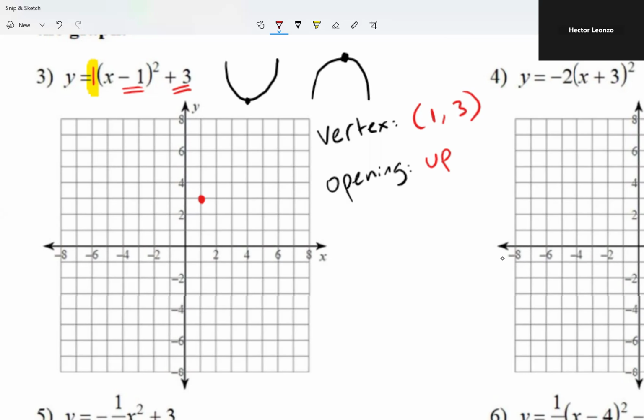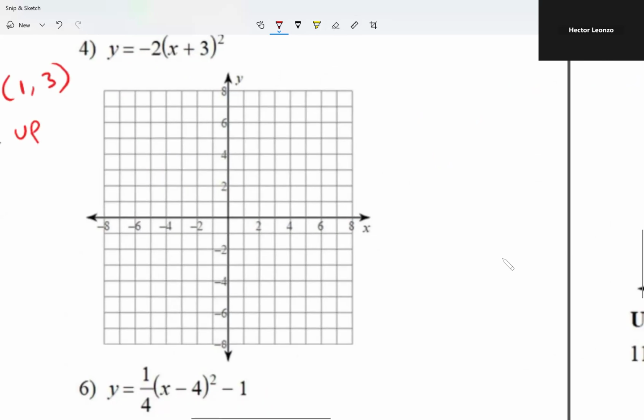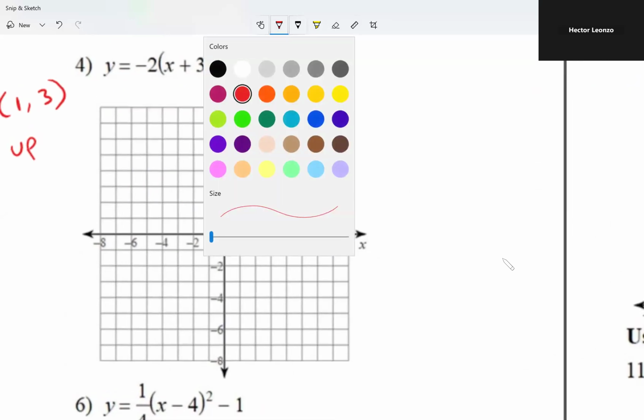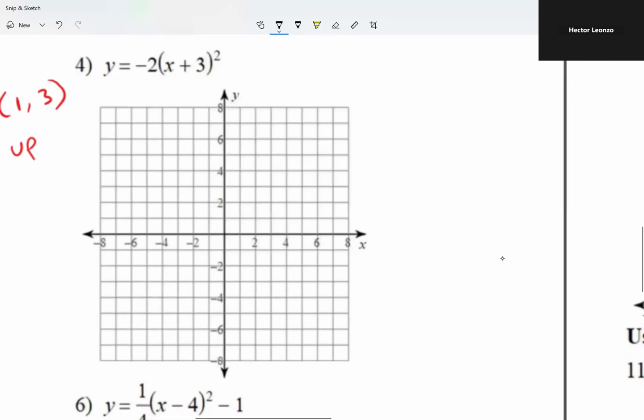So right now I have a rough idea. It's going to look something like this. I find my vertex and I know it's open up. We'll talk about the graphing in a little, but for the first assignment, I just want you guys to give me the vertex and the opening. So let's take a look at question number 4. I'm looking for the vertex and the opening.